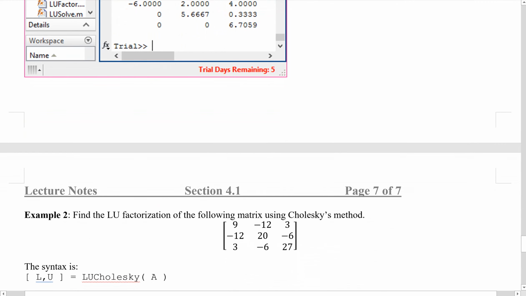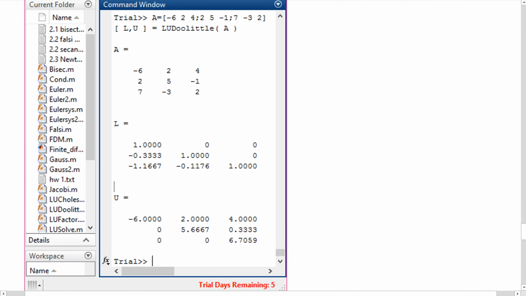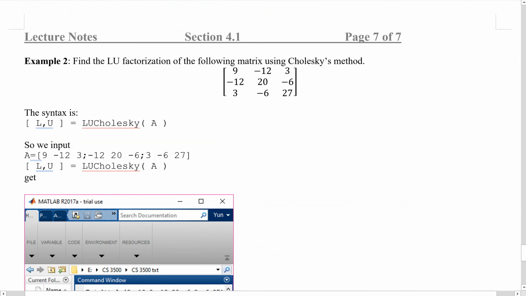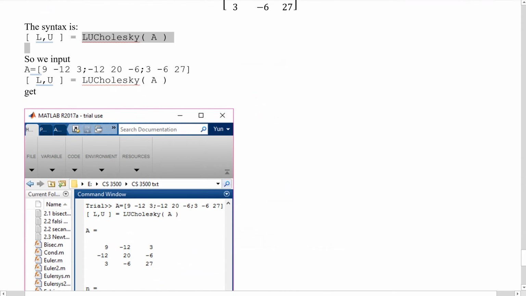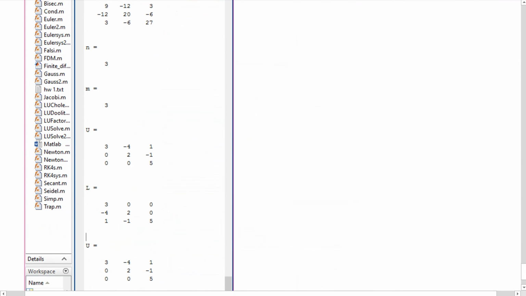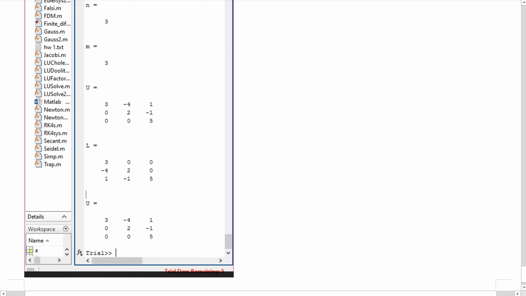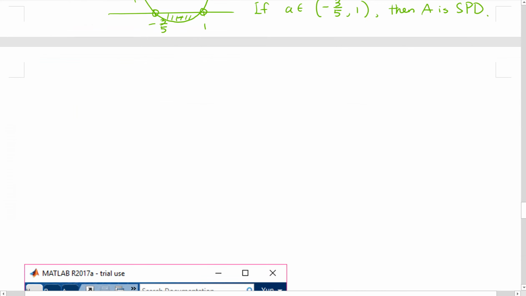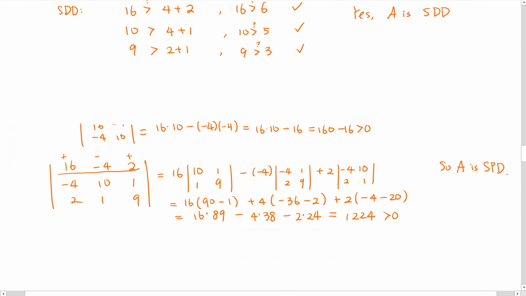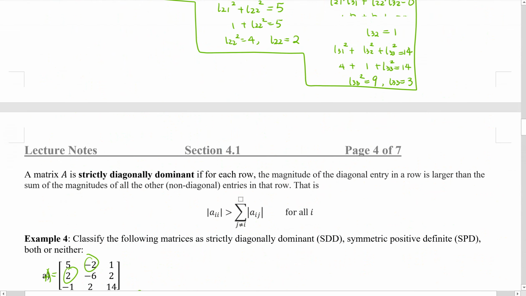Okay. And after we discuss this, we can use Octave to check our work. Okay. So if we want to use Cholesky's method, then the syntax is LU Cholesky of A, right? And then you will get A and the L and U. You see U is the transpose of L. So far so good, everybody? Okay, and let's go back to our previous examples. Let's use Octave to check that.